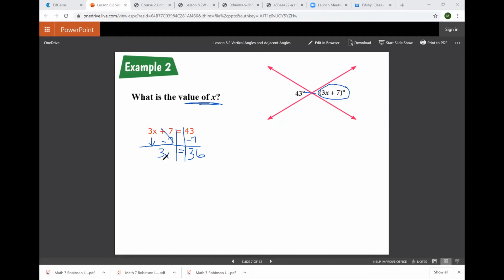And I know what 3x equals. I need to know what x equals. So when you see a number next to a variable, that's multiplication. The opposite of multiplication is division. So I have to divide each side by 3. 3 divided by 3 is 1, and 1 times x is x. 36 divided by 3, you can do it the long way.